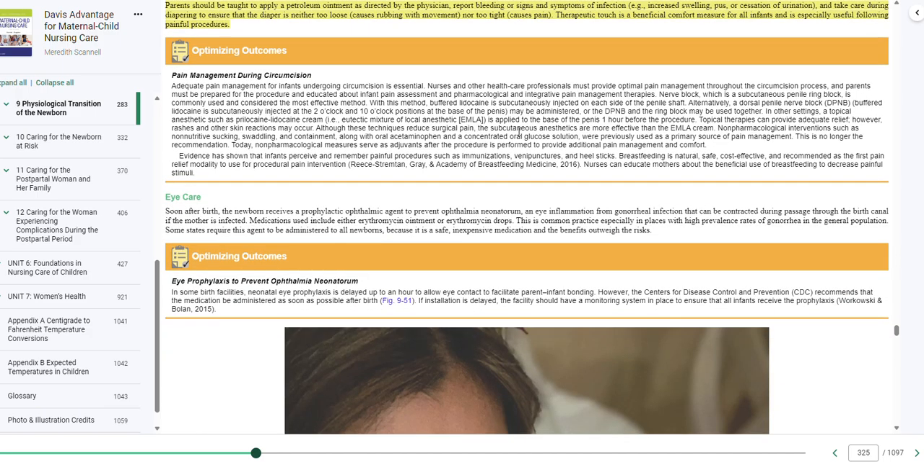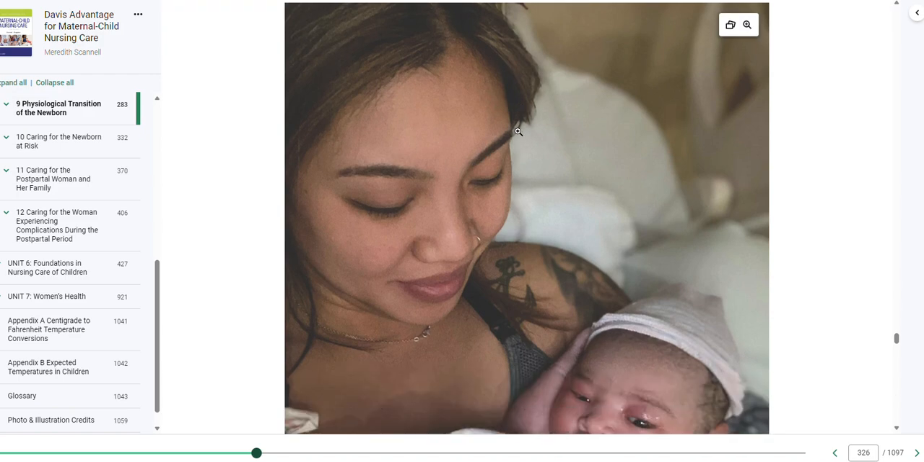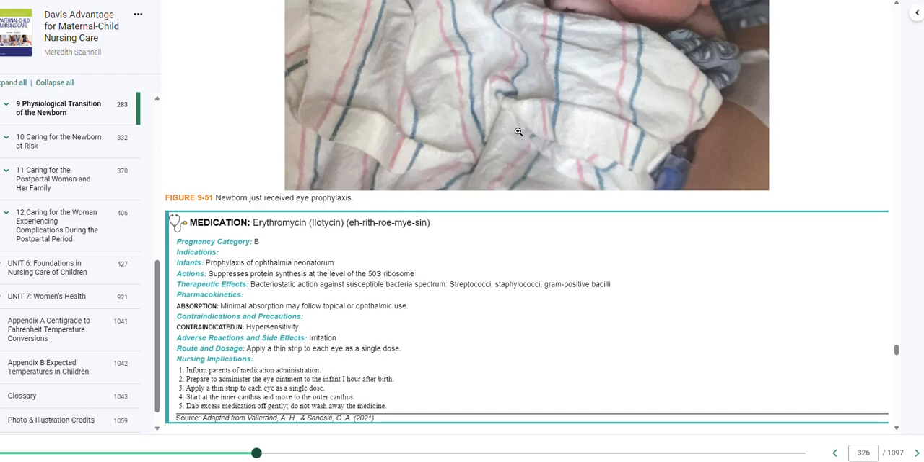Look on page 326, erythromycin. Okay, this is eye care. So we give erythromycin to prevent any bacteria from delivery that may get into the eyes, okay? Some streptococcus, some STDs, STIs, okay? So be familiar with this. This is a wink and a lollipop. Know this drug, okay? It's a prophylactic for the eyes for the baby, okay?